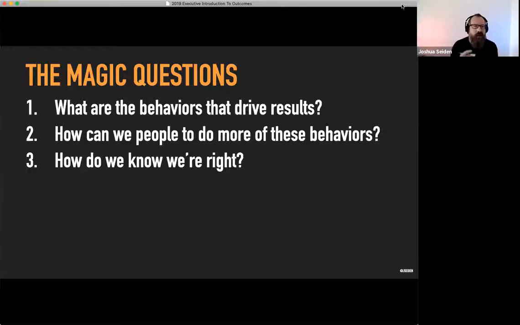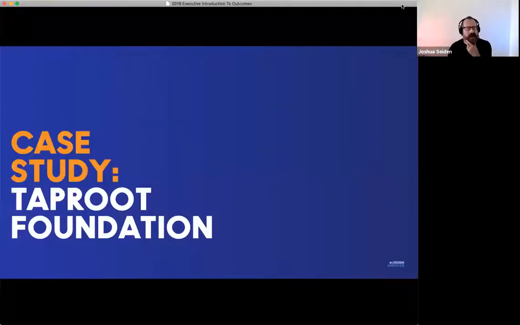The first question is, what are the behaviors that drive results, right? What do people do that creates value for us? Second one seems obvious, right? How do we get people to do more of these behaviors? And then the third one acknowledges the kind of problem of complexity, right? Which is we think that the street signs are going to work, but how do we know? How do we know that we are right? And I'll tell you another story to kind of illustrate these 3 magic questions in use. This is from a project I did a few years ago with an organization in New York City called Taproot Foundation.